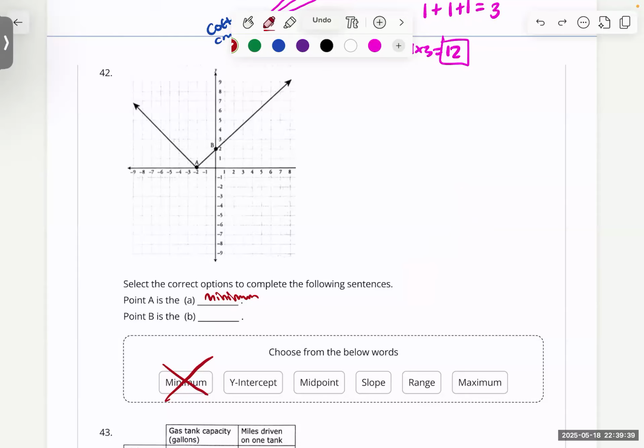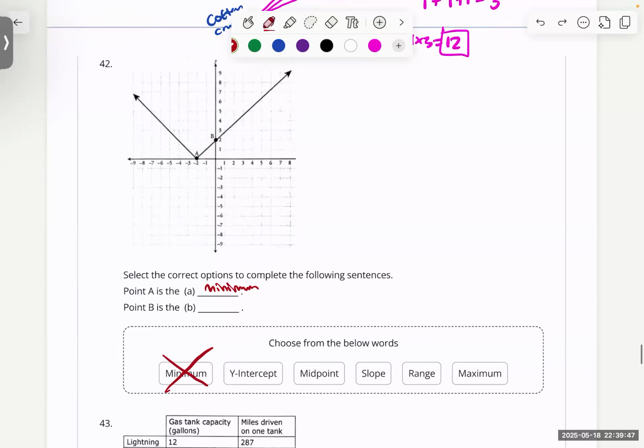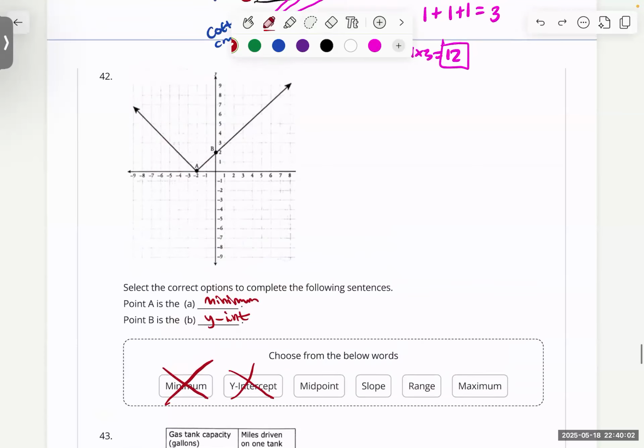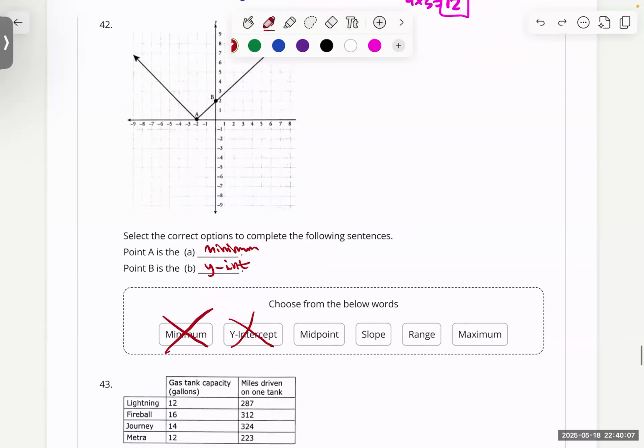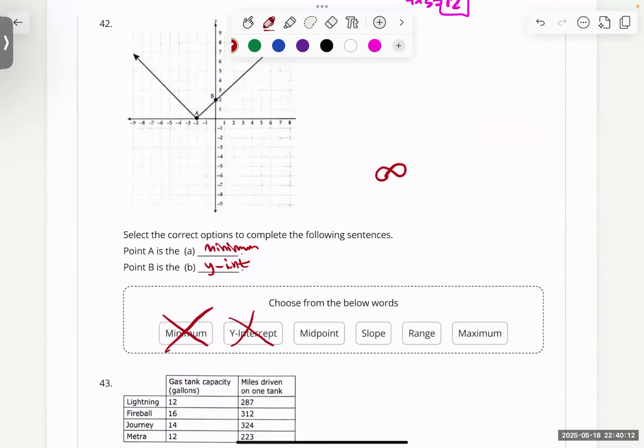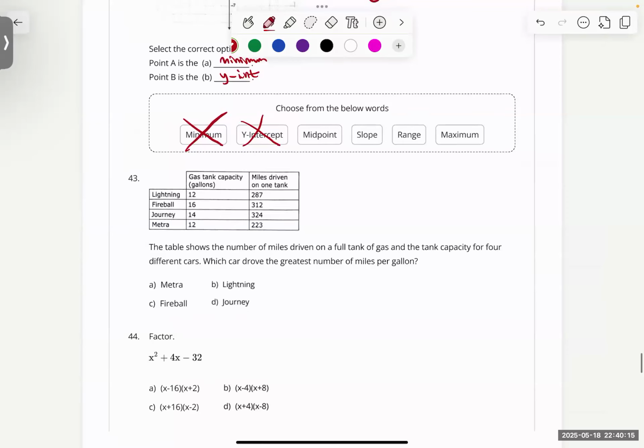It's not a y-intercept because the y-intercept has to intersect the y-axis, and that's intersecting the x-axis. Okay, point B is the y-intercept because it's intersecting the y-axis. It's not asking for slope, it's not asking for range, and we don't have a maximum because the arrows are going on forever. That's what these little arrowheads mean. It means that this graph is going into infinity. And infinity is essentially, it looks like this, it's never ending. Looks like a sideways 8. Okay.